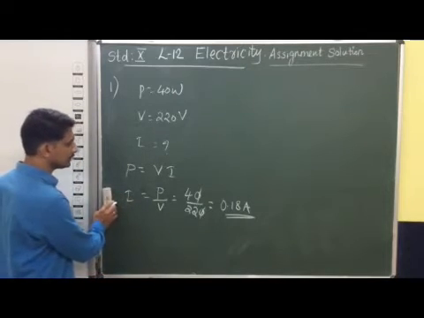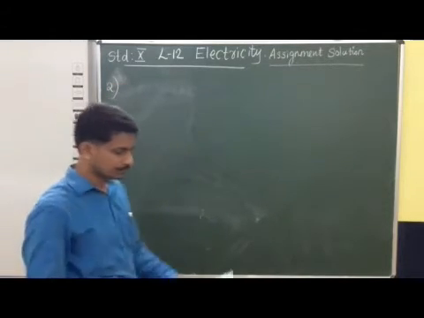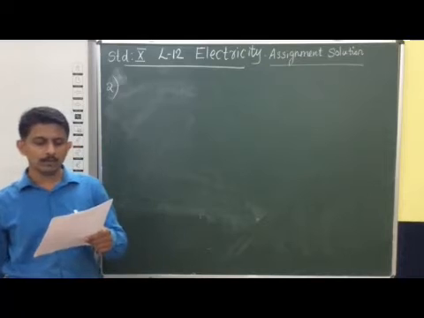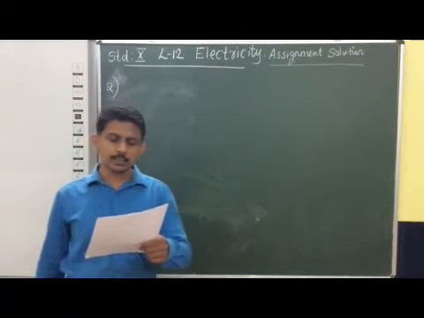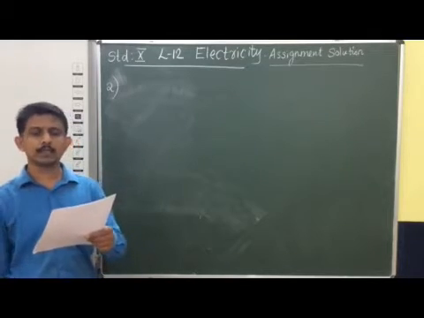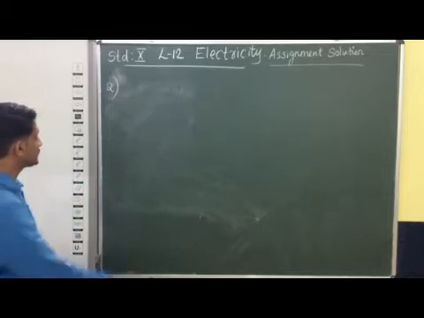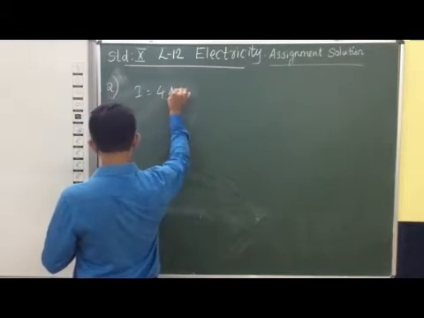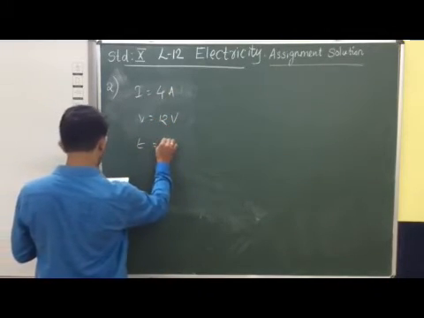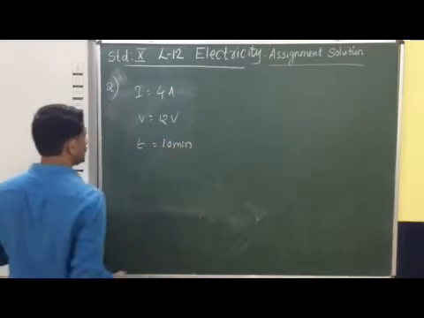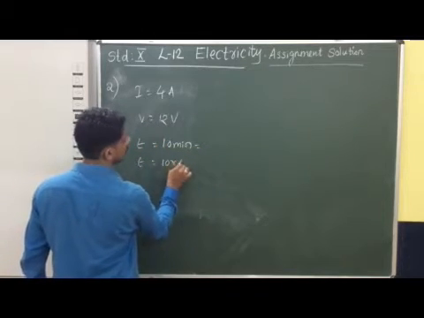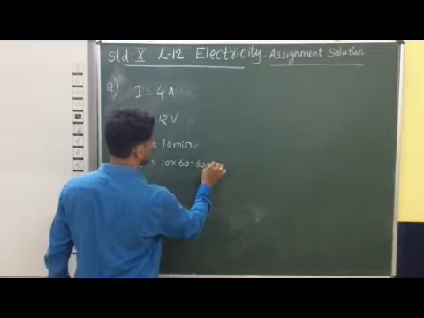Now we will consider the second question. Question number 2. A current of 4 ampere flows through a 12 volt car headlight bulb for 10 minutes. How much energy transfer occurred during this time? So we have to calculate the energy consumed by this headlight bulb. The current is given as 4 ampere, the voltage is given as 12 volt, and the time is given as 10 minutes. We can express the time in terms of seconds: 10 into 60, that means 600 seconds.